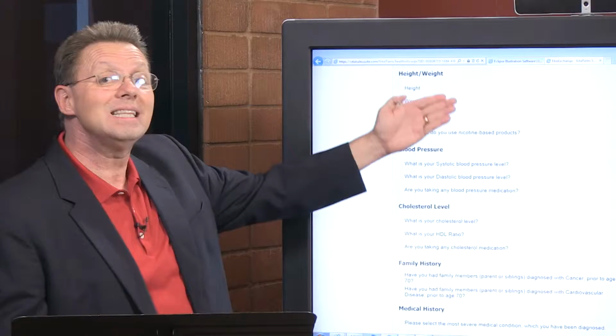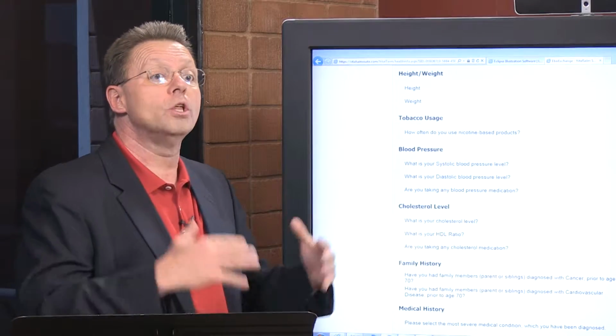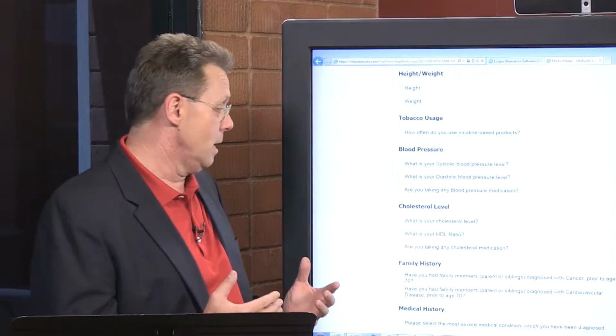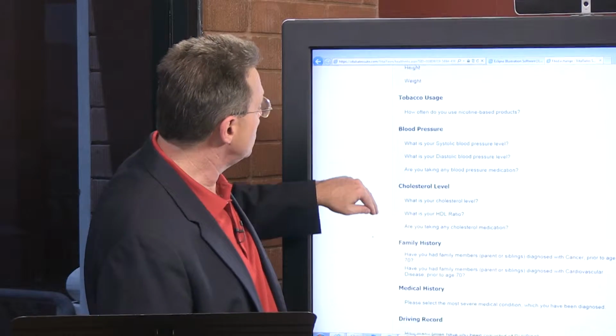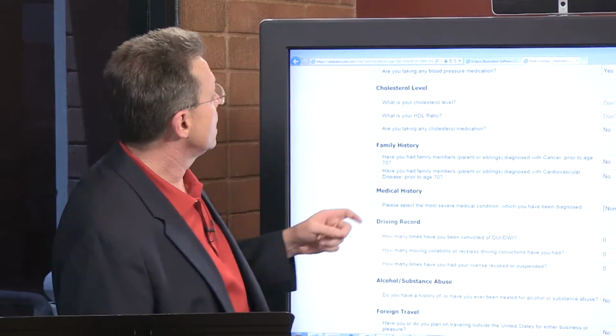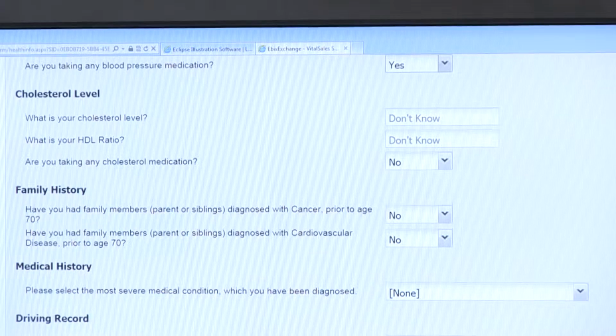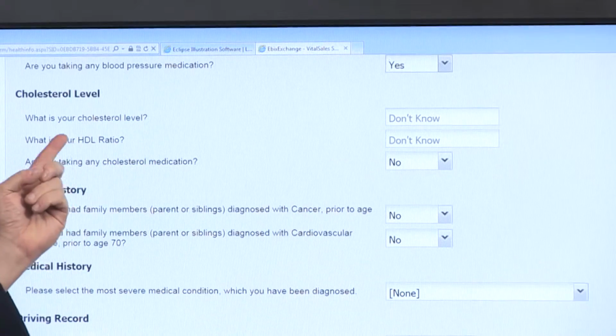But this is just to get us in the game, remember. We're just trying to quote within the realm of what we think we're going to get. It's not that specific yet. Now notice, on our next column, cholesterol level. What is our cholesterol level? What is your HDL ratio?